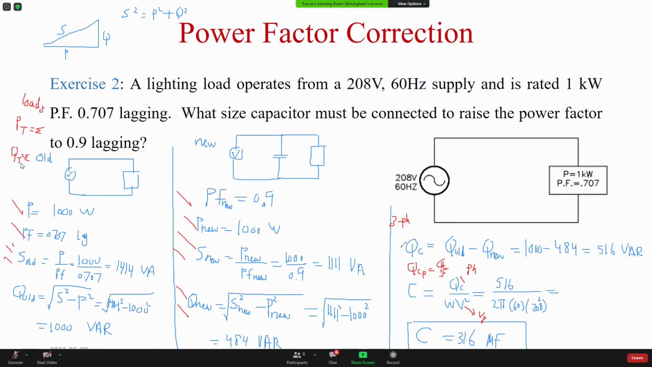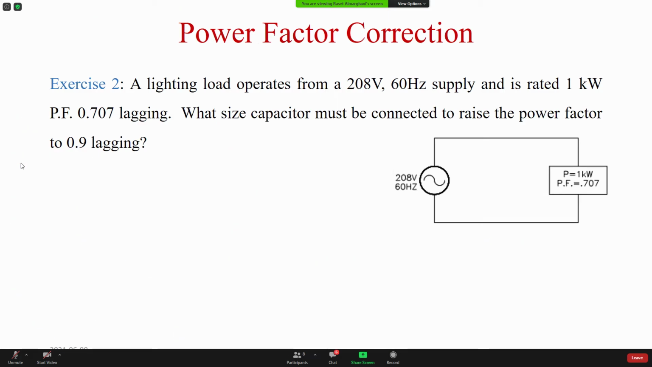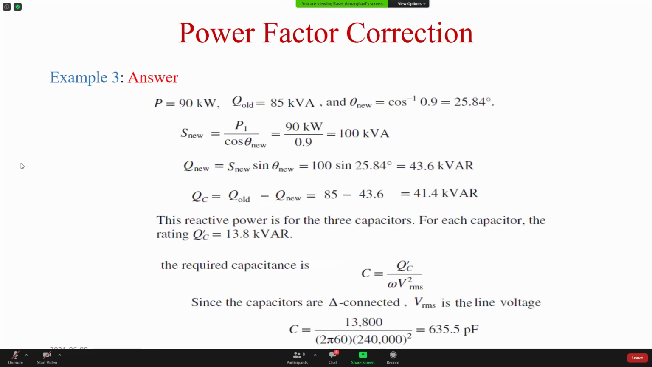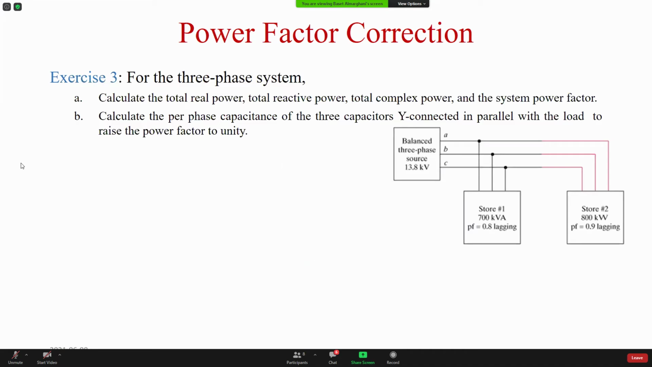Until you reach QC. Once you reach QC, after this step, when I plug in the last equation to find C, I have to make sure this is per phase, this is per phase. Now here's the three-phase connection. How many loads? We have 2 loads. The answer is here, by the way. Then we have three-phase, 2 loads, and this is the end of this lecture.